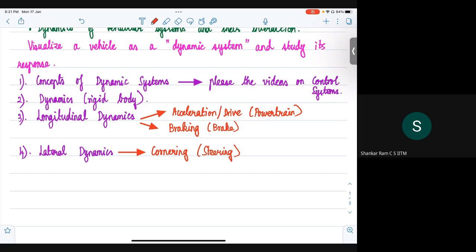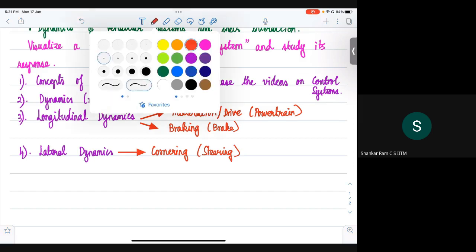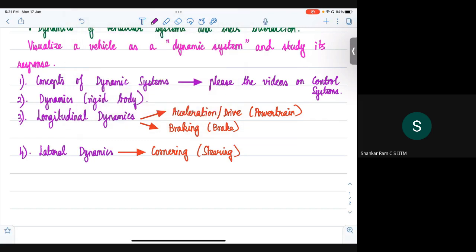So what we will do is look at the system response and also how it affects the overall vehicle response. That's something which we are going to learn in this course. And the final module which we will learn would be on vertical dynamics.